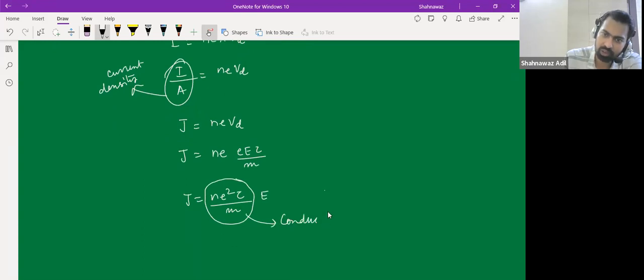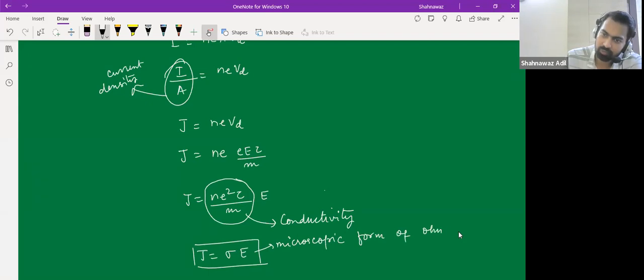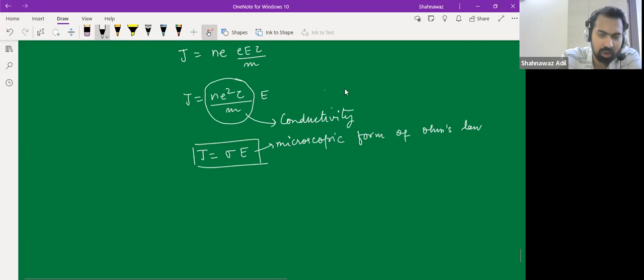This term is called the conductivity, and this represents how conducting our material is, right? So this is represented by sigma, and this is called the microscopic form of Ohm's law. And the inverse, or the opposite property, of the conductivity is what?